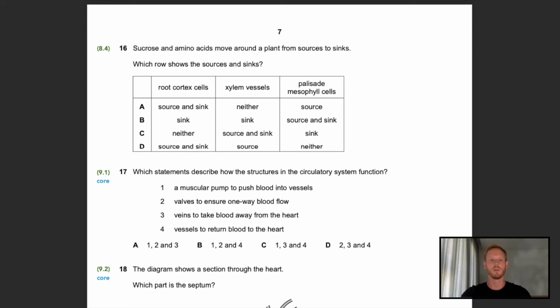In the summer, when the plant is photosynthesizing, excess sucrose is stored in the roots as starch. In the winter, when light intensity decreases, some of this starch is broken down and released. Xylem vessels are neither a source or sink as they transport water and ions, and palisade mesophyll cells are a source as their role is to produce glucose by photosynthesis. The correct answer is therefore A.